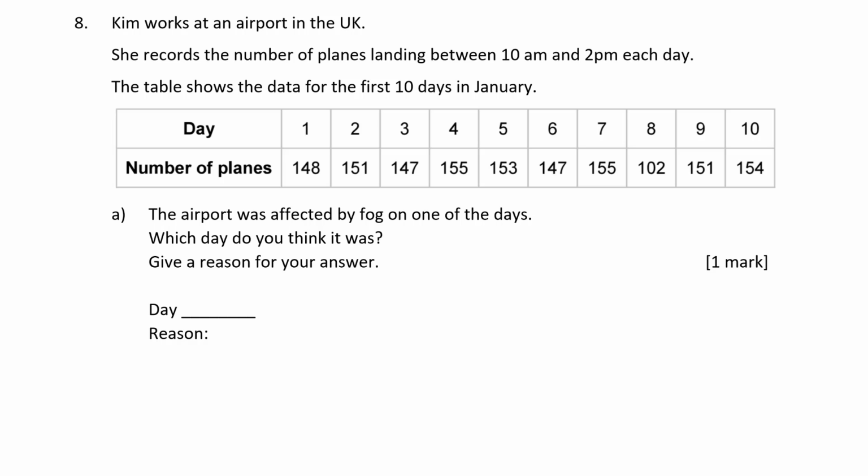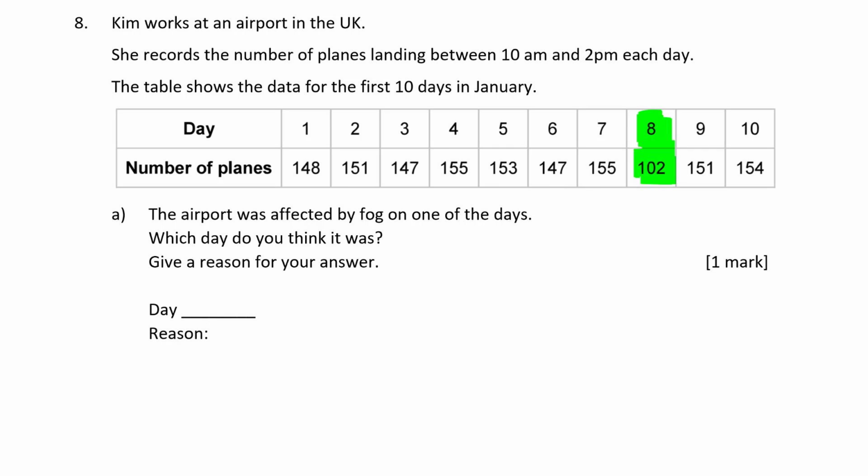Okay, so it says 8A, the airport was affected by fog on one of these days. Which day do you think it was, and give a reason for your answer? Having a scan through these numbers, they're all about 150, aren't they? So 148 is a little bit below, 151 is a little bit above, but pretty much bouncing around 150, apart from this day here, where it drops significantly lower down to 102. So I'm thinking that must be the day that it was foggy, because when it's foggy it's harder to land planes, I suppose.